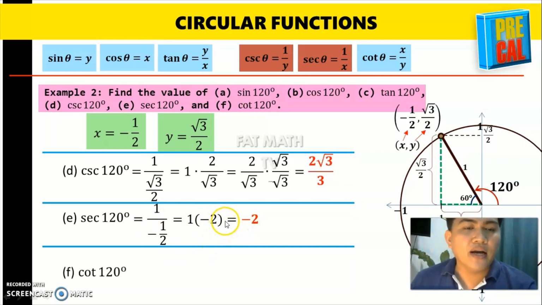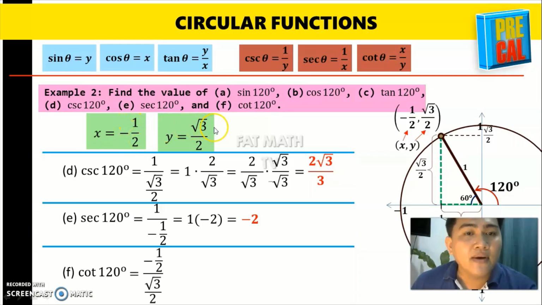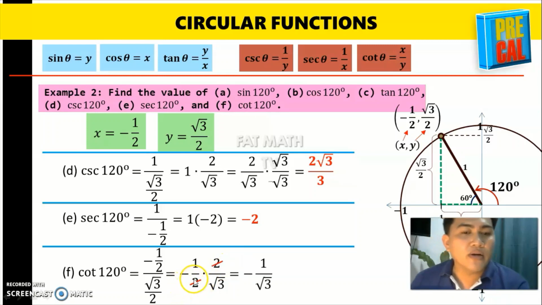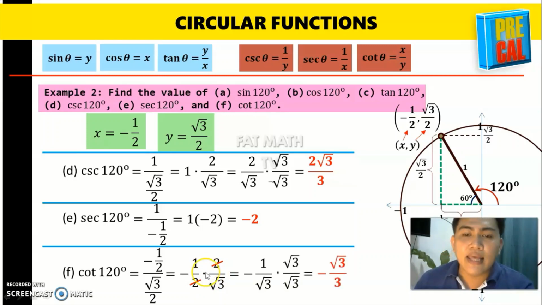And finally, for the cotangent of 120 degrees, cotangent is x over y. So x is negative 1/2, y is square root of 3 over 2, so you will have negative 1/2 times 2 over square root of 3. You can cancel 2 here. You will have negative 1 over square root of 3, and then rationalize the denominator. Multiply by square root of 3 over square root of 3. You will get negative square root of 3 over 3. So that is the value of the cotangent of 120.